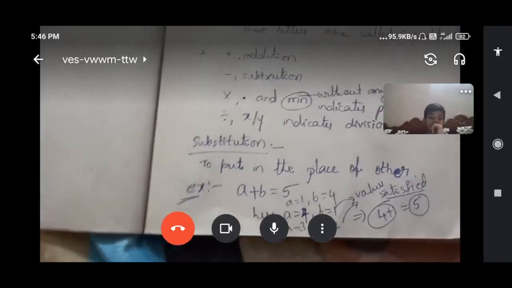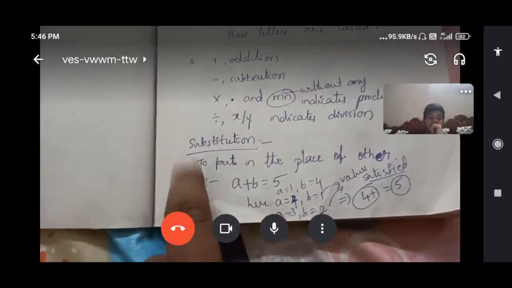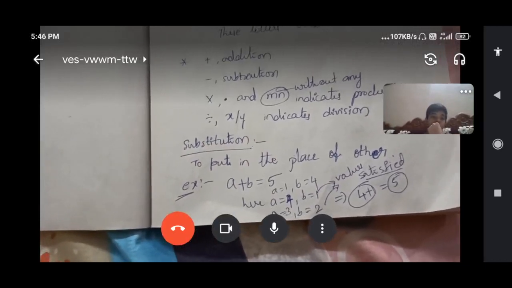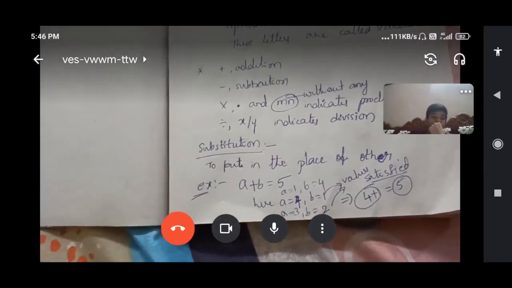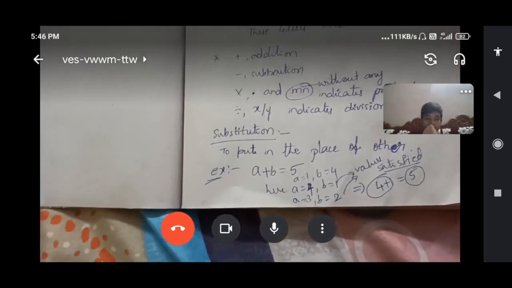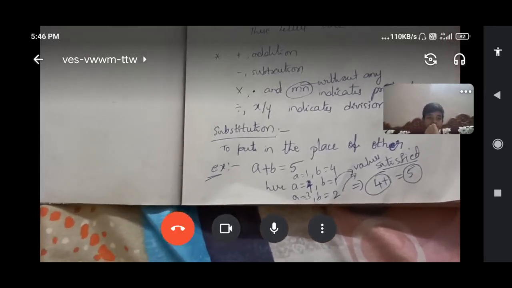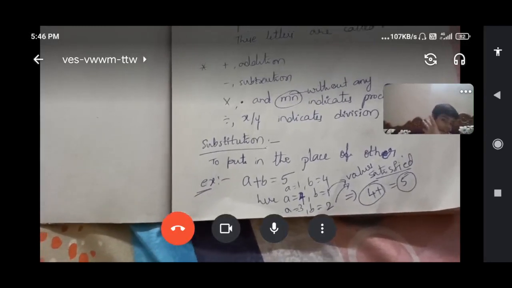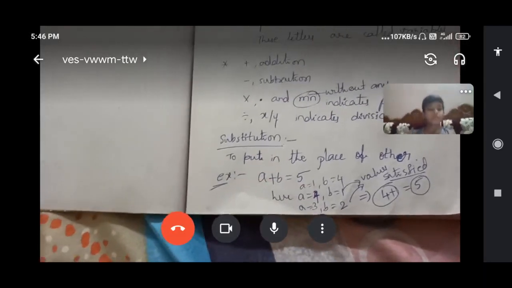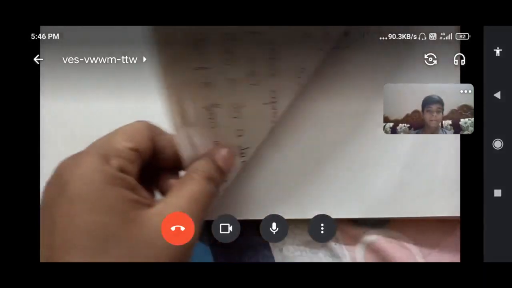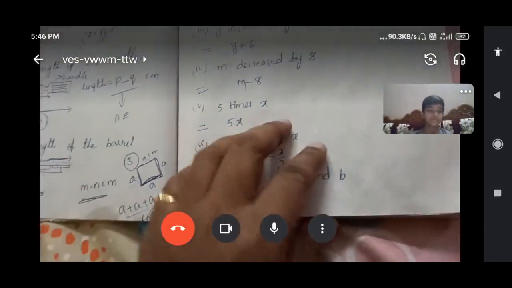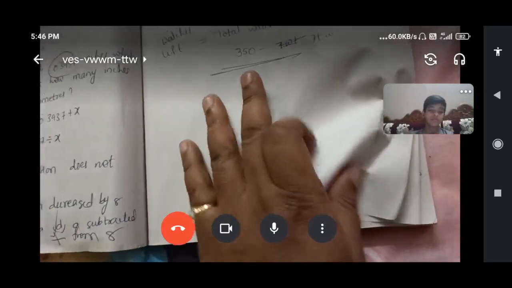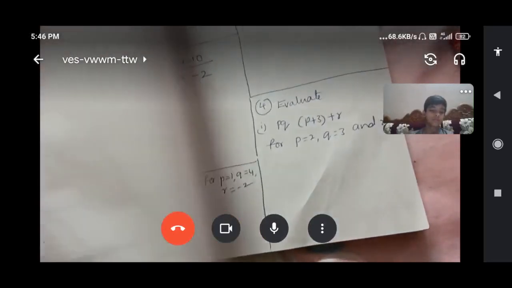So for exercise B, first we have to understand substitution. Substitution means to put in the place of other. So in the place of variables, we have to put some values, whatever they have given. Those values we are keeping in the place of variables, then we can find the value of the algebraic expression. We can evaluate the value of an algebraic expression by using the substitution method to put in the values.